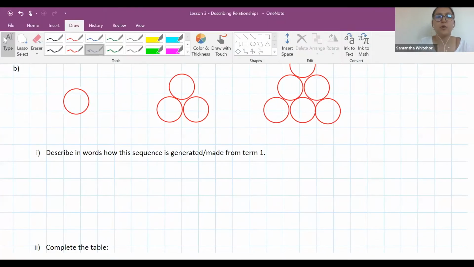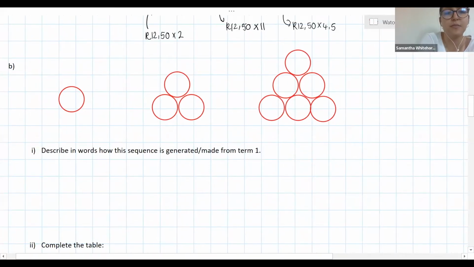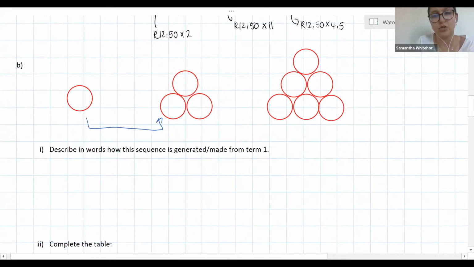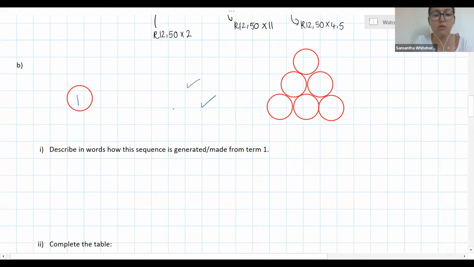Okay, so how many circles did we add to get from picture 1 to picture 2? We added 3. Are you sure? But I had 1 already. So aren't I adding 2? Do we agree?